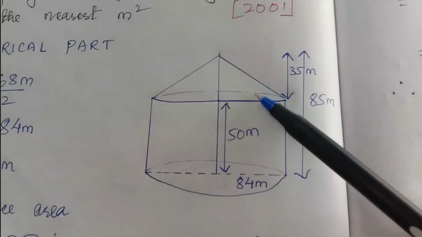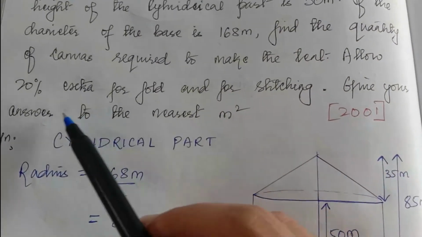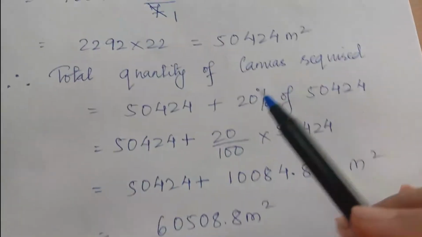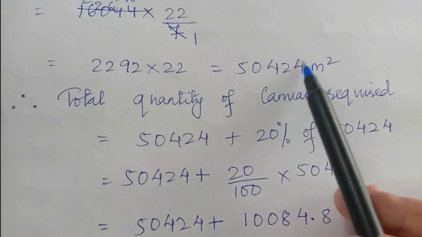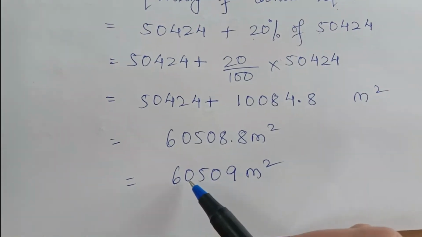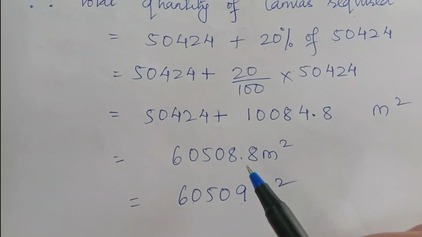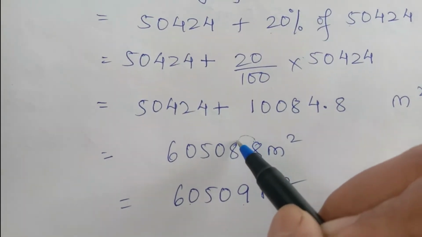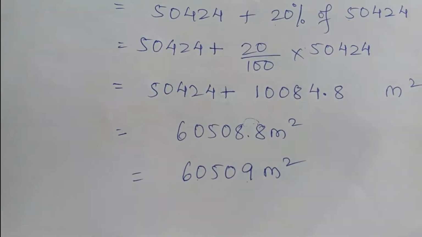Only to cover this is 50,424, but you have to keep 20% extra cloth. Okay, you have to bring 20% extra cloth. So the total quantity of canvas required is this one plus 20% of this cloth. After solving this, you'll get 60,509. Because the answer is asked in nearest meter, this 8 is more than 5, so 1 will be added here. So it is 60,509 meters square.